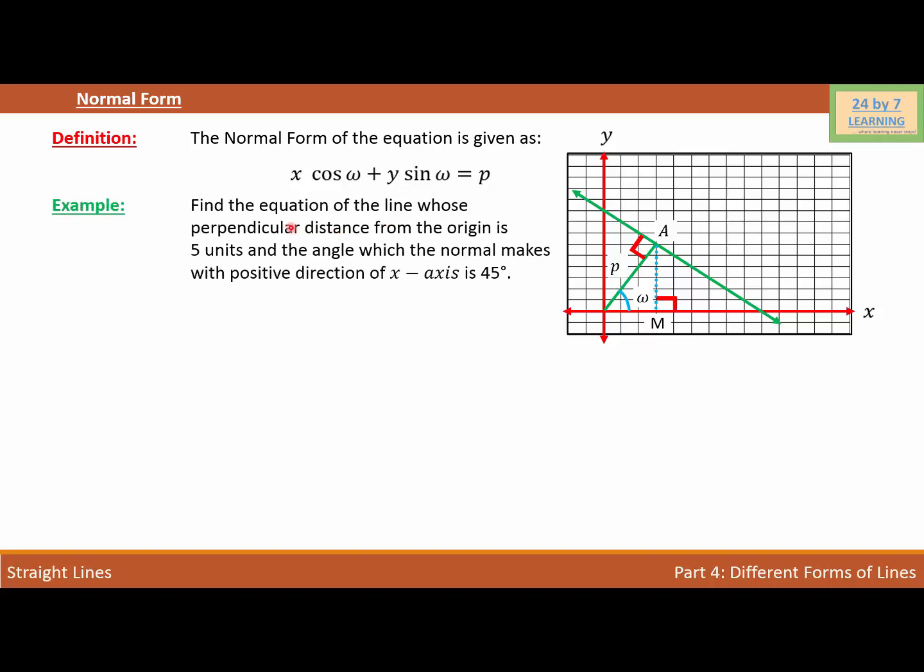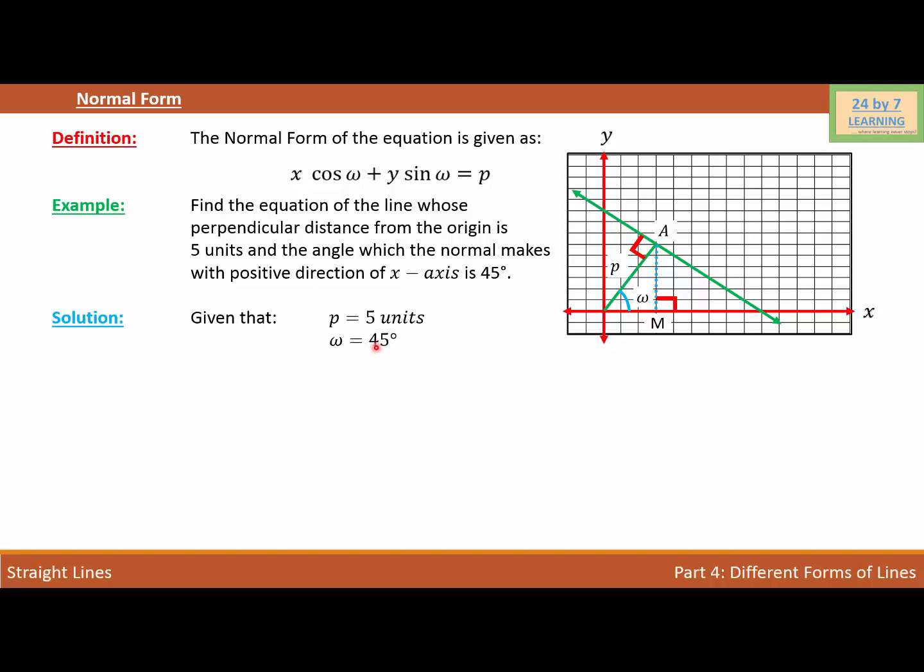So the example is, find the equation of the line whose perpendicular distance from the origin is 5 units and the angle which the normal makes with the positive direction of x-axis is 45 degrees. So as you can see, it is given that p is equal to 5 units because p is perpendicular distance from origin to the line, which is 5. So I'm writing p equals 5 units. And angle omega is given as 45.